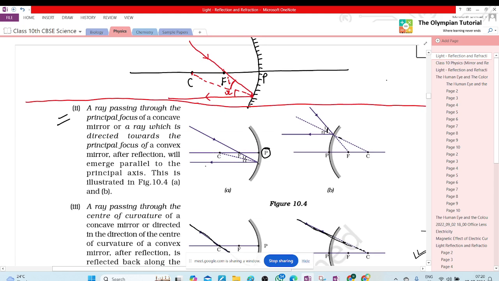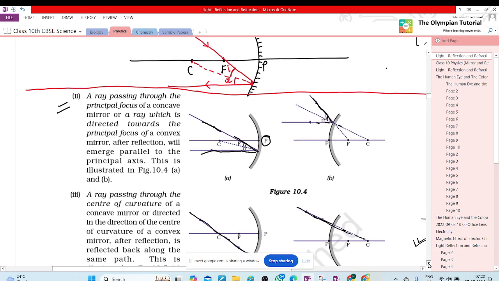And here, if it is coming towards the focus, after striking the surface, it will become parallel. We look that it is going towards the focus, but no, it becomes parallel.